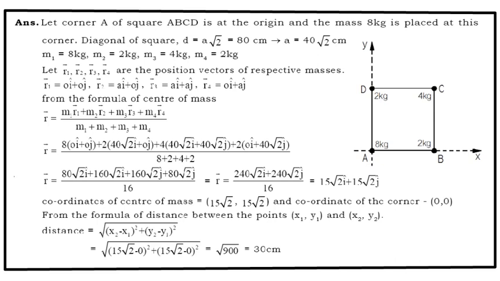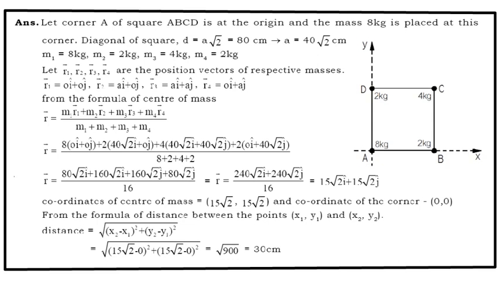Last particle, that is point D, it has got 2 kg mass. It is lying on the y-axis, so its x coordinate is equal to 0, and y coordinate would be equal to the side of the square. What is it? R4 bar would be equal to 0 i cap plus a j cap.